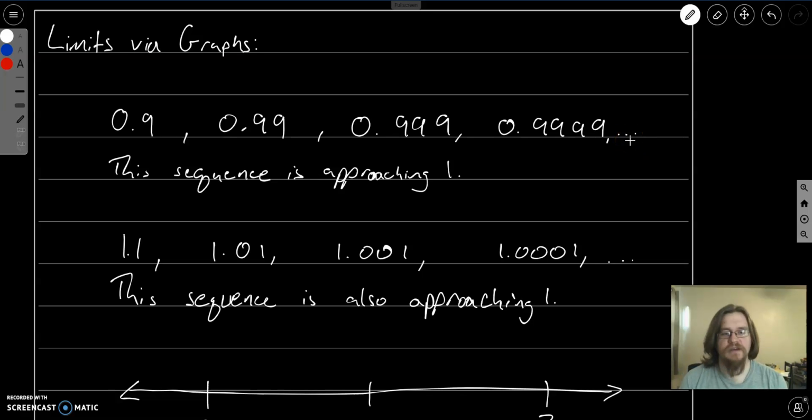Hello and welcome back. In this video, we'll be looking at limits via graphs. And I want to start out quite slow. So let's look at this first sequence here.